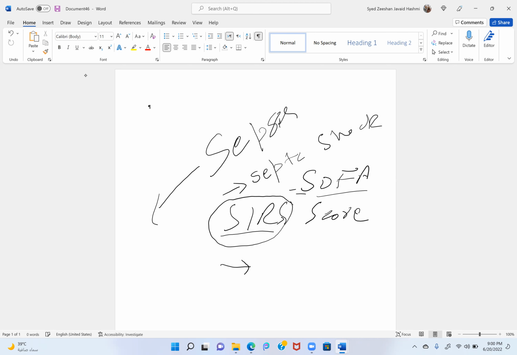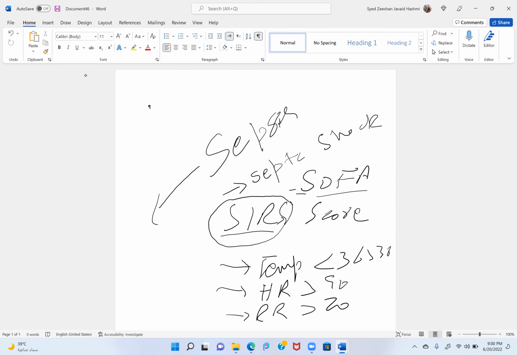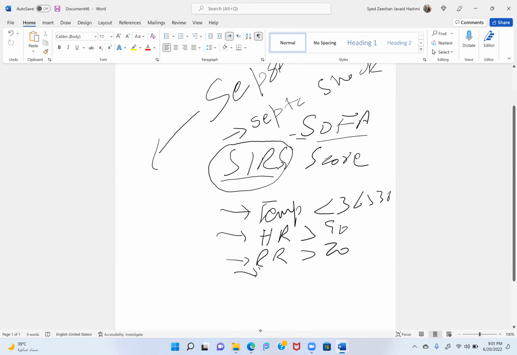SIRS is very simple. SIRS has 4 components. If these are present, we call that this is SIRS. It has temperature less than 36 or more than 38, heart rate more than 90, tachypnea more than 20 or PaCO2 decreasing, and white blood cell count either less than 4,000 or more than 12,000.